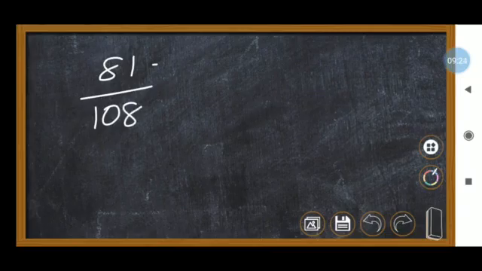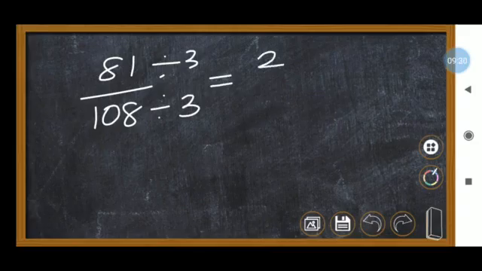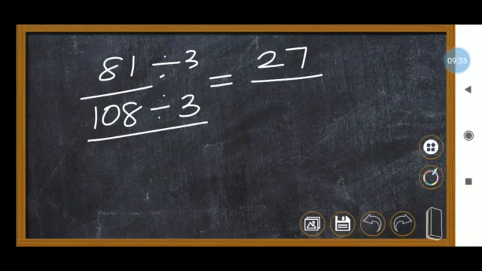Okay, sorry students, unfortunately I touched my hand. Okay, no problem. 81 to 108. So divide by 3, here also divide by 3. So here 2 3s are 6, 27. So now 108 divided by 3. First we have to know that 3 3s are 9, remaining 1. So that 1 will join with the 8. That means 18. So 18 means 6 3s are 18.